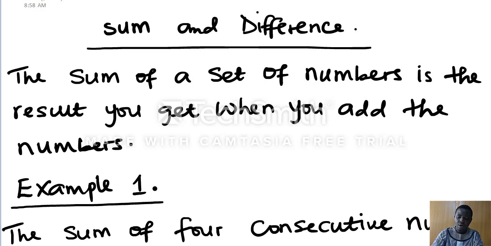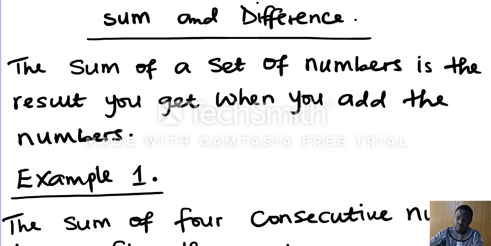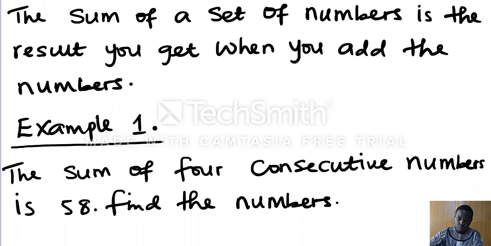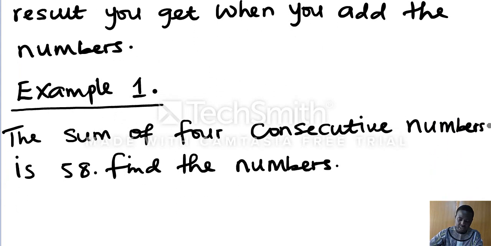I will say the sum of a set of numbers is the result you get when you add the numbers. The word problem may ask you to either sum or subtract or multiply some given numbers. So if you are asked to sum, it therefore means that you add up all the numbers together. The result you get after summing them together is what is said to be the sum of those numbers. So let's take examples.